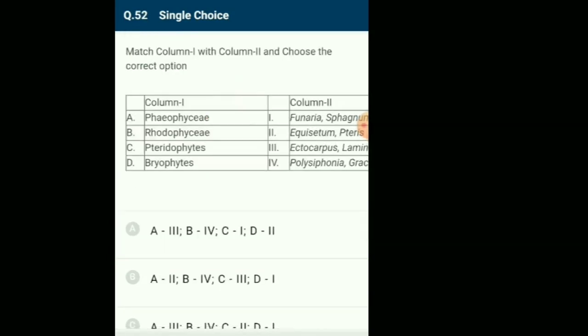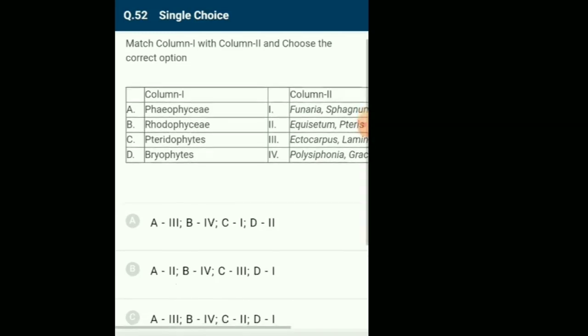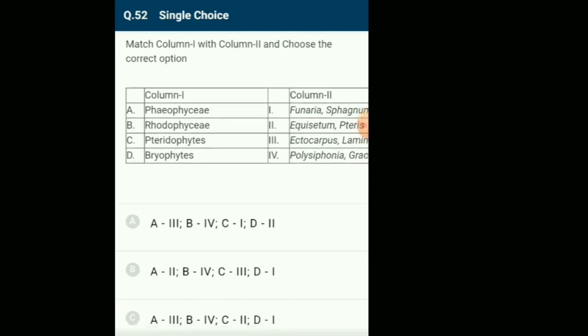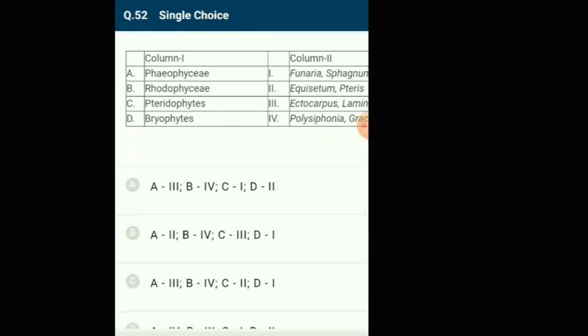Question number 52. Match the following. Column 1 with column 2. Choose the correct option. Class Phaeophyceae comprising the brown algae. Example species are Ectocarpus, Laminaria. Class Rhodophyceae comprising red algae. Example species are Polysiphonia, Gracilaria. Division Pteridophyta comprising ferns. Examples are Equisetum, Pteris. Division Bryophyta comprising the liverworts, hornworts and mosses. Examples are Funaria, Sphagnum. So the correctly matching option is option C.